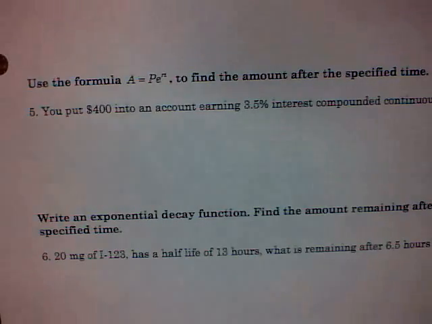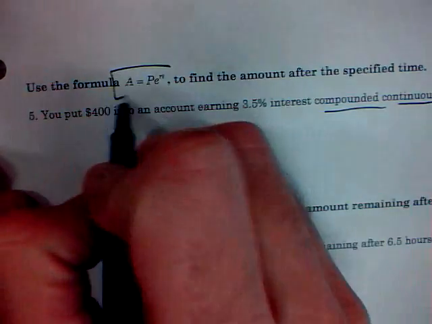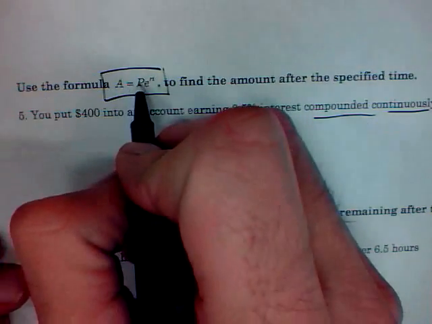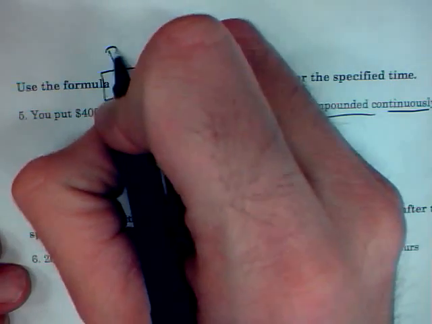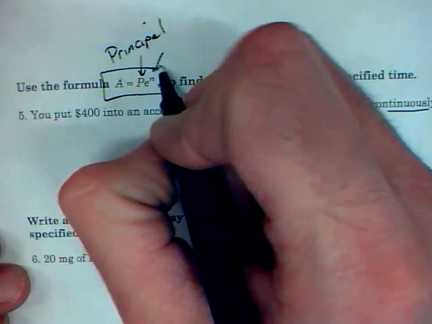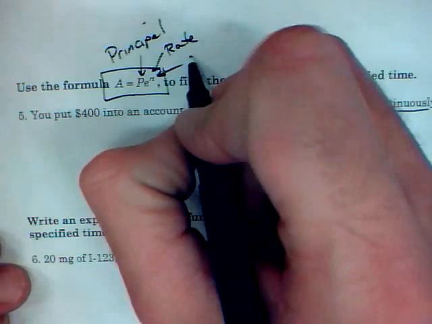Okay. On number 5, this is an example of continuously compounded interest, which uses this formula. The formula will be given to you on the test. So P is the principal. This is the principal. R is the rate. And T is the time.